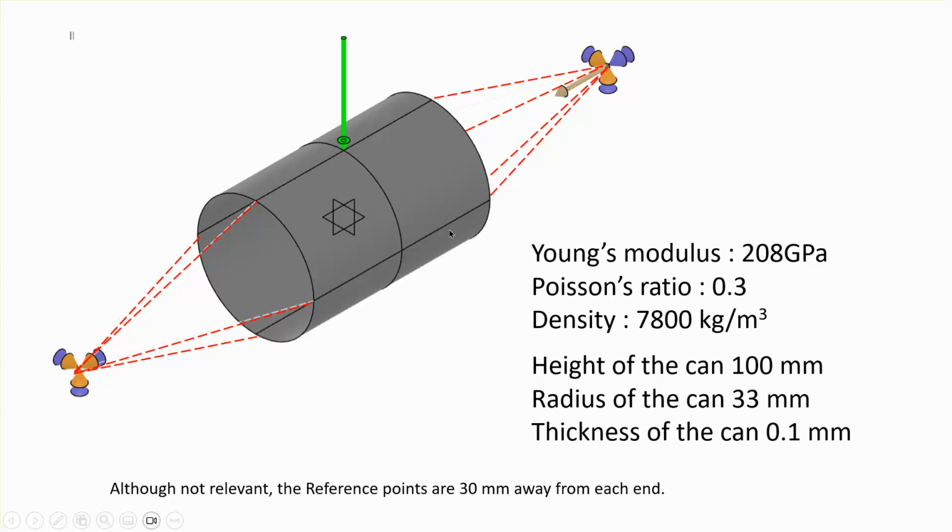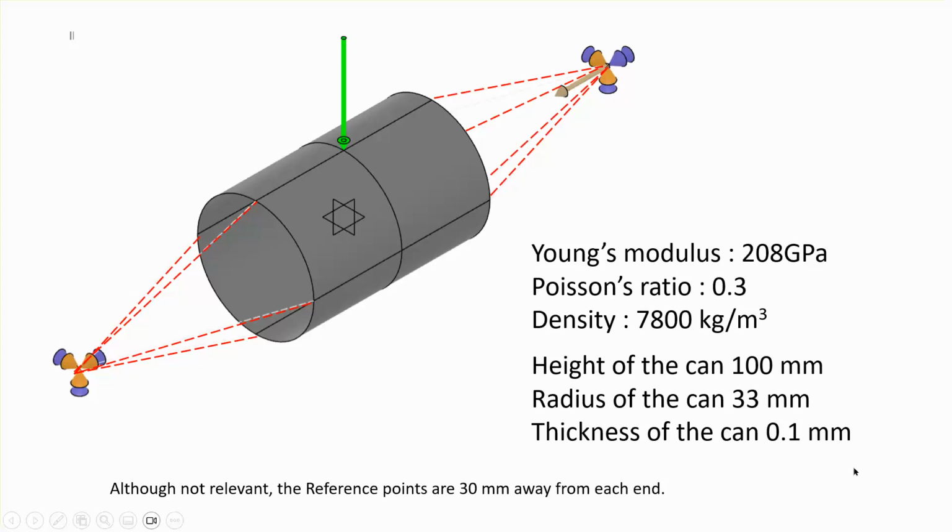The dimensions of the can are given as 100 millimeter lengthwise, 33 millimeter radius, and the density is 7,800 kilogram per meter cube, which is essentially steel. These are the Young's modulus and Poisson ratio for the steel, and the thickness of the can is 0.1 millimeter.